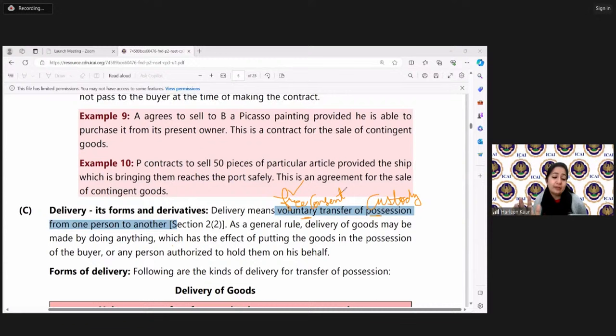So wonderful. Now, all those who are asking the meaning of possession, custody, we'll be understanding all these words slowly and gradually. As of now, possession means somebody who is having the hold of those goods. Ek hota hai ownership.